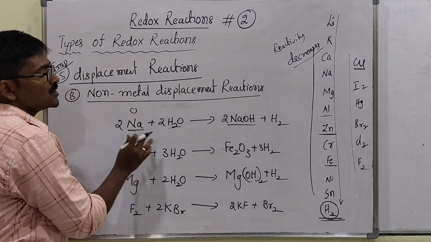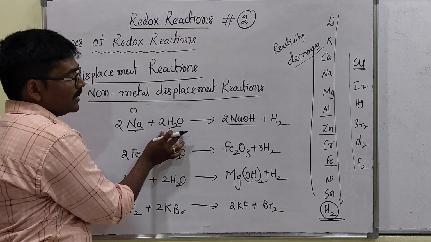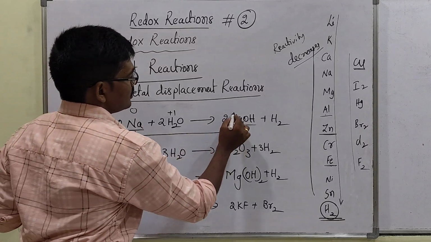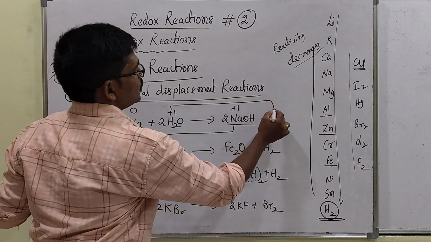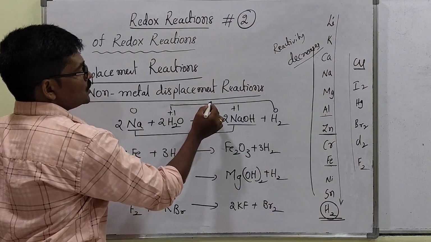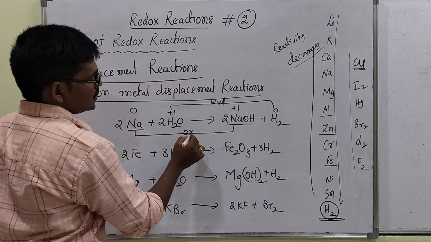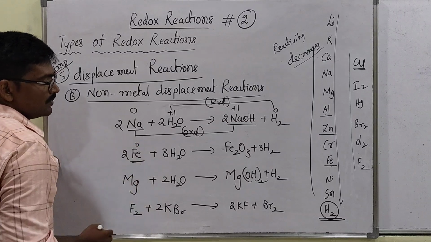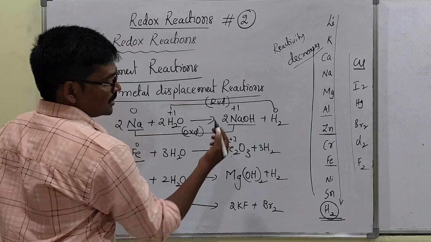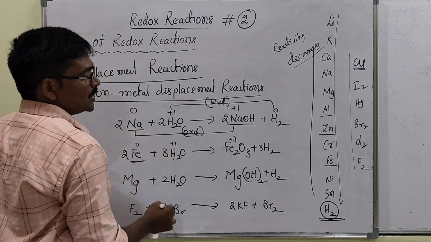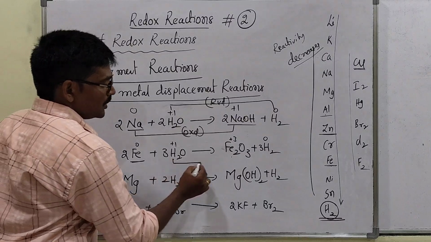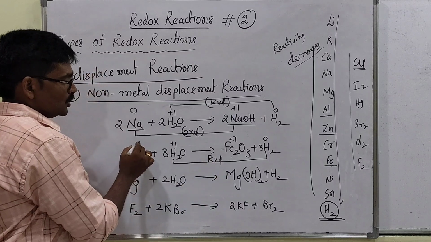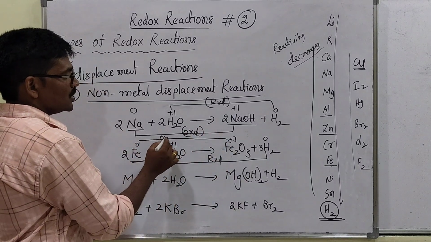Look at the zero oxidation state here for sodium; oxygen and hydrogen are at +1 oxidation state. Sodium goes from 0 to +1 oxidation state, and hydrogen from +1 to 0. So +1 to 0 is reduction, and 0 to +1 is oxidation. Oxidation and reduction both take place simultaneously. Even here, 0 oxidation state, then here +3 oxidation state, and hydrogen +1 oxidation state, here 0. From +1 to 0 the oxidation number decreases, so reduction takes place. From 0 to +3 the oxidation number increases, so oxidation takes place.